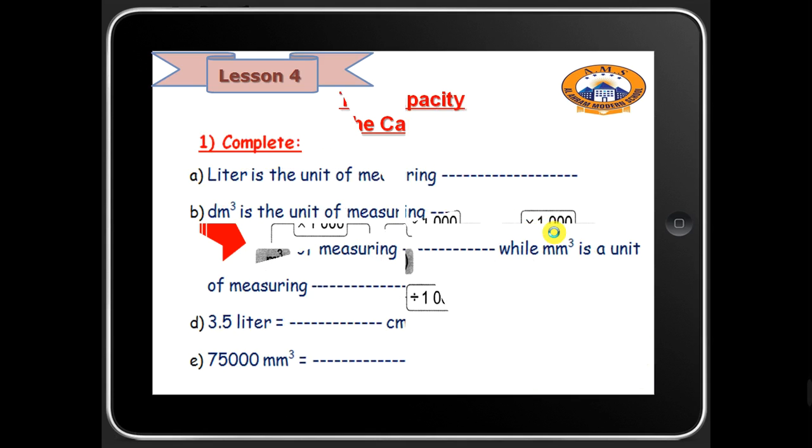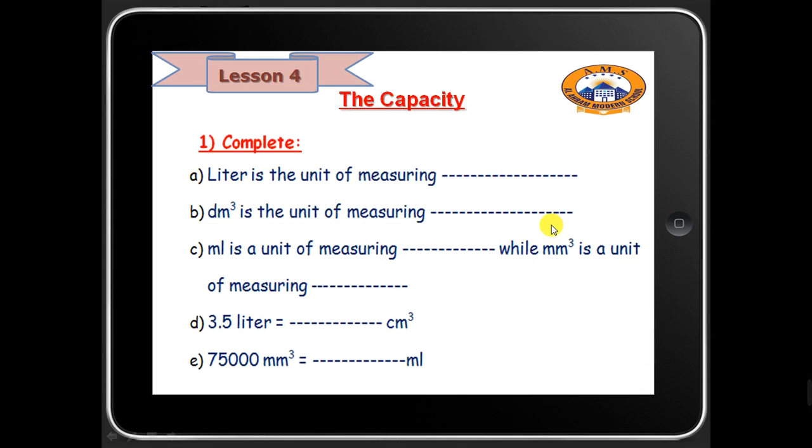Okay, so let us have an exercise about the capacity. The liter is a unit of measuring capacity. As I told you, the liter is one of the units of measuring capacity. Very good. And the cubic decimeter is also a unit of measuring capacity. Very good, my dear students. And the milliliter, we also use this unit to measure the capacity.